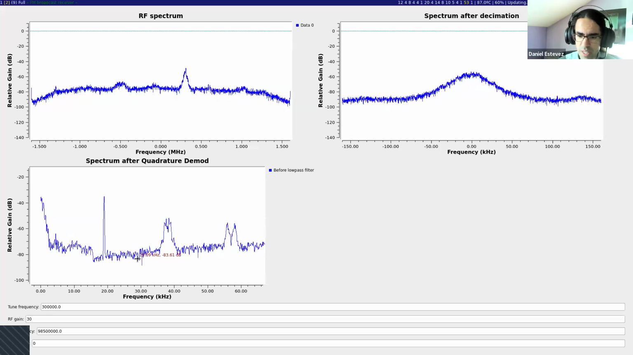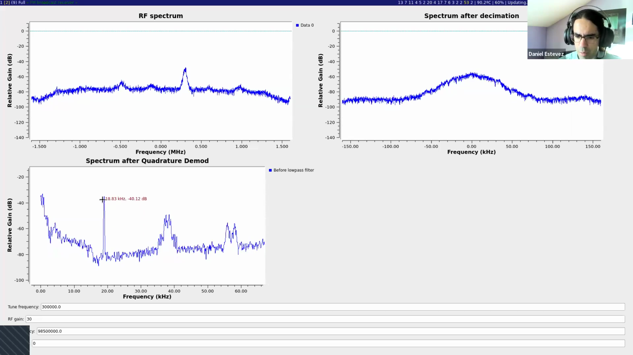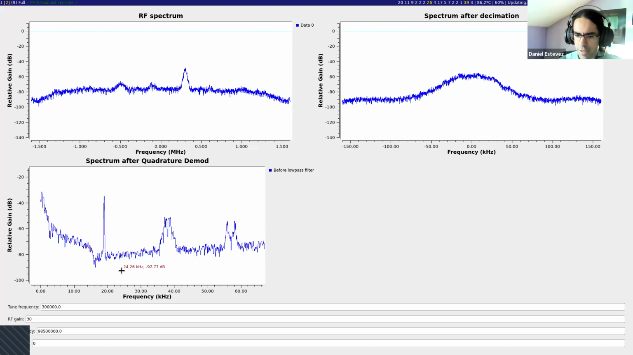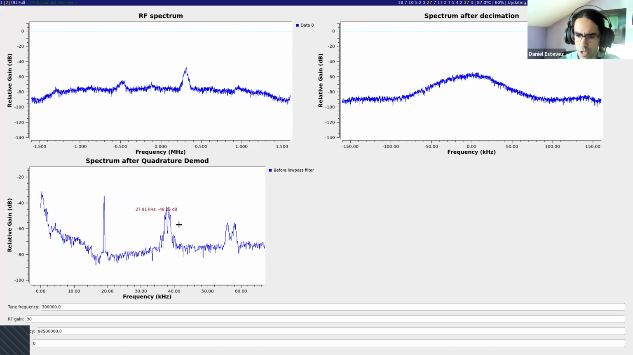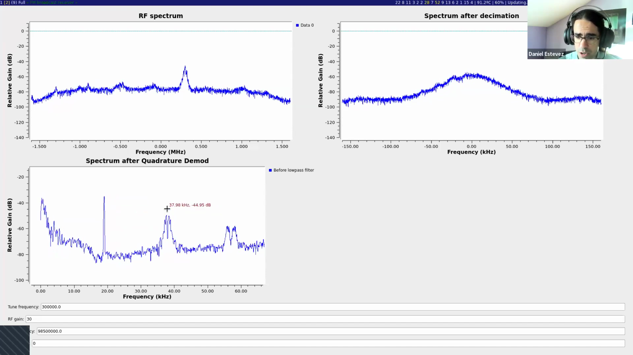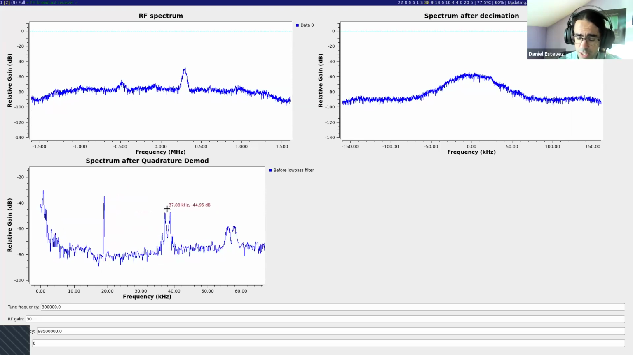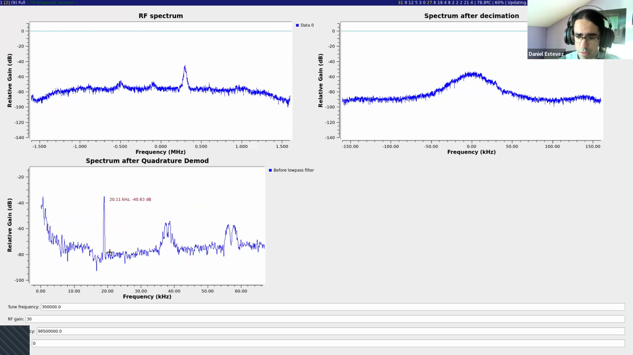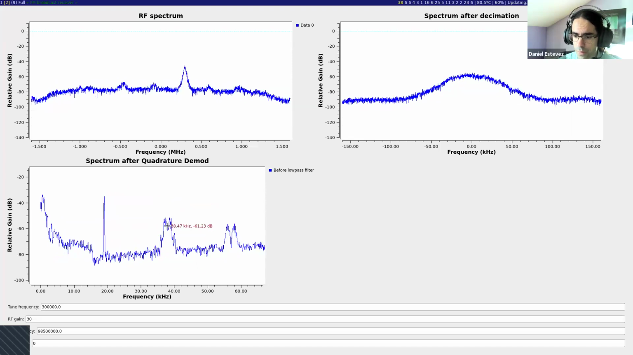Because the receiver might not be exactly at the appropriate frequency, or the transmitter might have a small frequency error or something. So even if you know that on paper this is supposed to be centered at 38 kilohertz, you actually need to transmit a reference to find out.